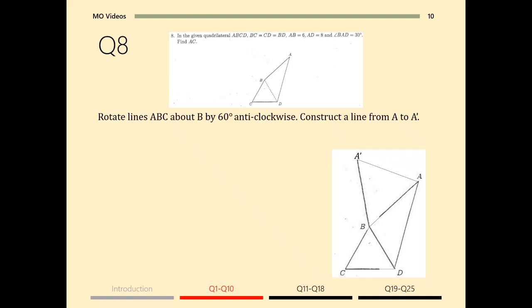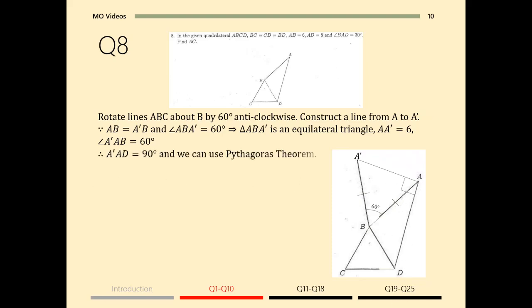Because the lengths of AB and A prime B are equal and angle ABA prime is 60 degrees, triangle ABA prime is an isosceles triangle with one angle equal to 60 degrees, which makes it an equilateral triangle. So you can deduce that the length of AA prime is also 6, and the angle A prime AB is also 60 degrees. Hence A prime AD is 90 degrees. So you can use Pythagoras theorem on triangle A prime AD. Thus the length of AD is 10 by Pythagoras theorem.